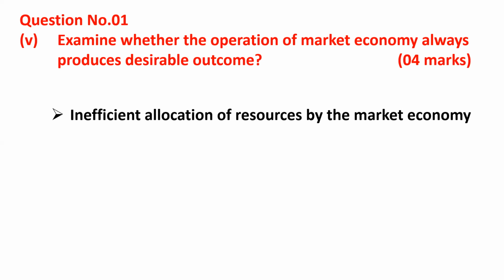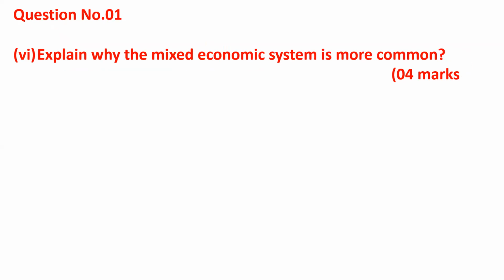You have to first say that the market economy does not achieve efficient allocation of resources. It's called market failures. Then you have to mention market failures. It's not listed here, but you have to mention all the market failures, saying that these are the instances where the market economic system fails to achieve the objectives of a country. Right. Part 6.